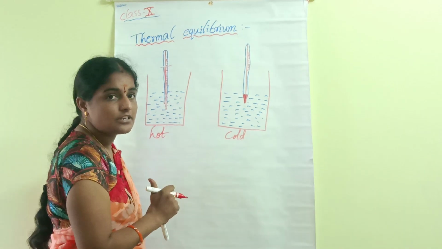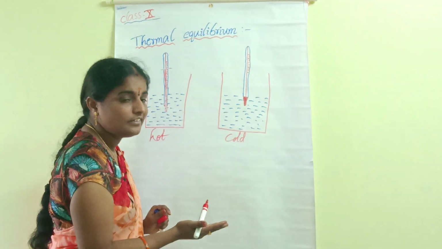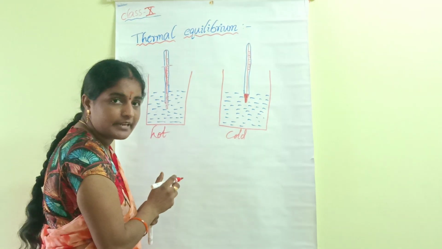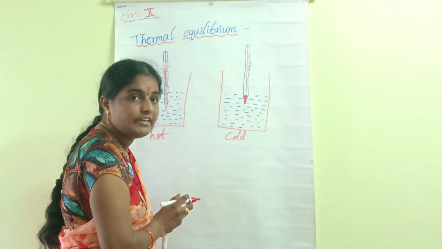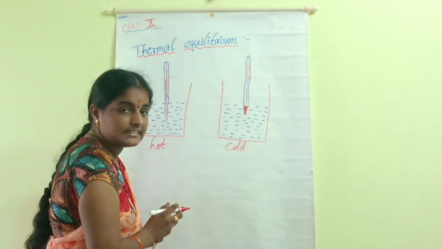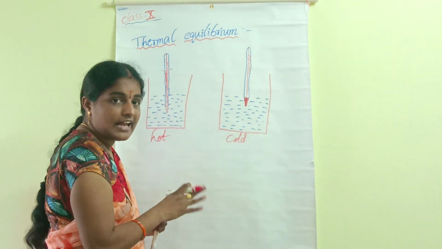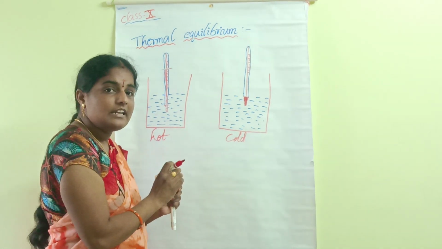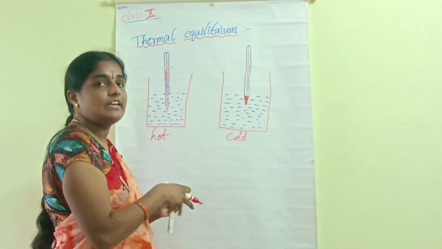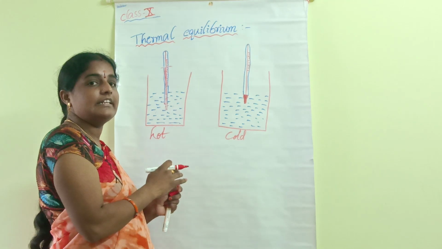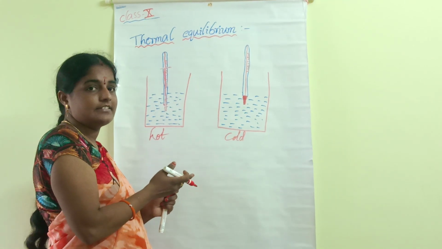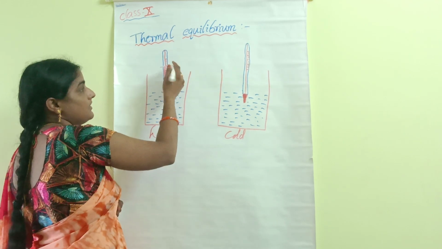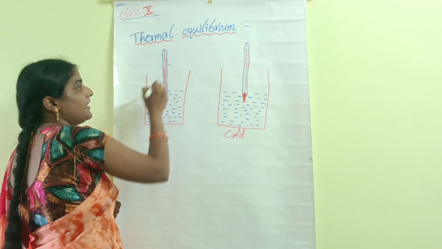At what time will it stop? When both the substances attain the same temperature. When both have equal temperature, then as you know, if the systems are in thermal equilibrium, there is no transfer of heat energy. So when no transfer takes place, there is no rise in the mercury level.